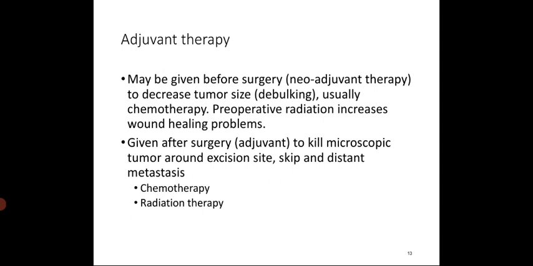So adjuvant therapy may be given before surgery. We call that neoadjuvant therapy. It helps us decrease the tumor size prior to surgery. However, there are problems involved, for example with preoperative radiation. It increases wound healing problems. Adjuvant therapy is given after surgery to kill microscopic tumor around the site, skip and distant metastasis. It can either be chemotherapy or radiation therapy.